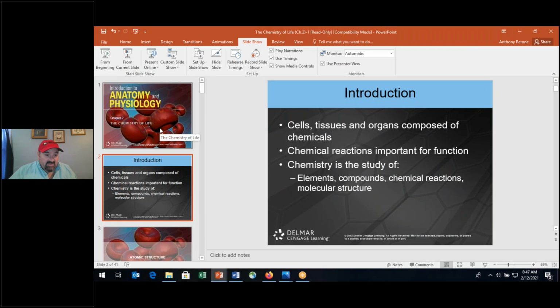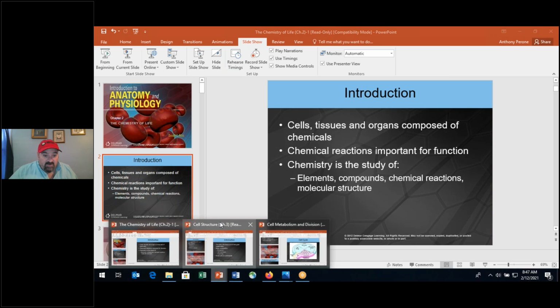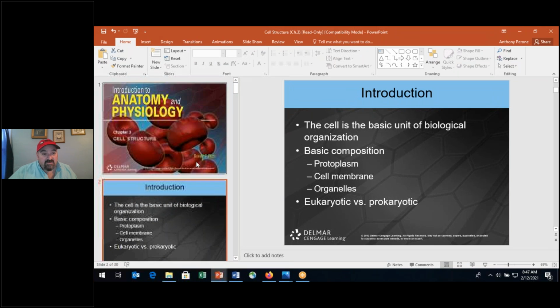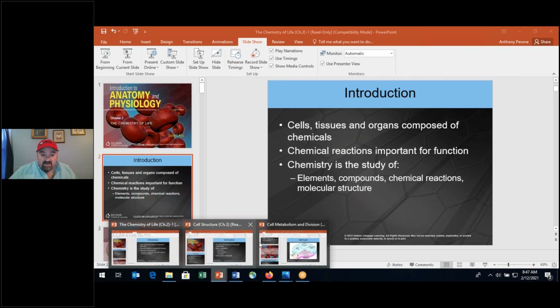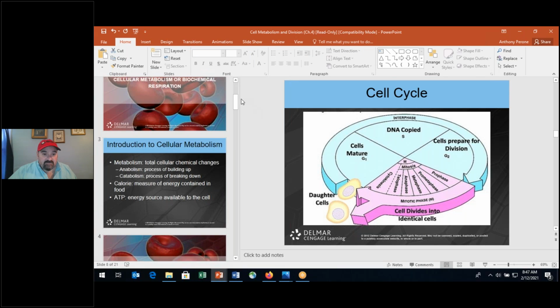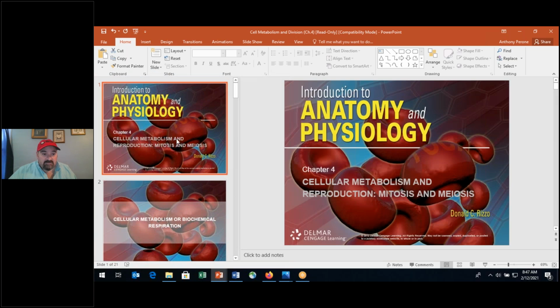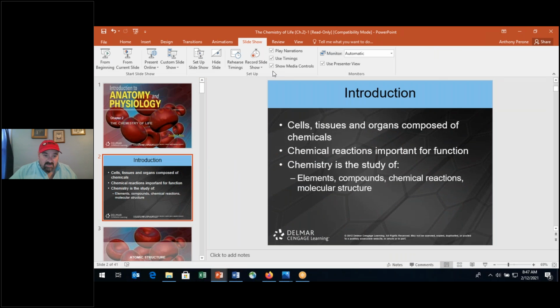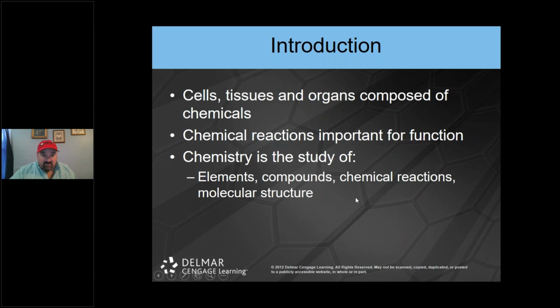So we're going to be looking at the chemistry of life. We also have cell structure, and chapter 4, cell metabolism. So we'll be looking at these chapters today, and like I said, possibly chapter 5. We'll see how it goes. So let's start off with the PowerPoint here for this chapter as far as looking at the chemistry of life.